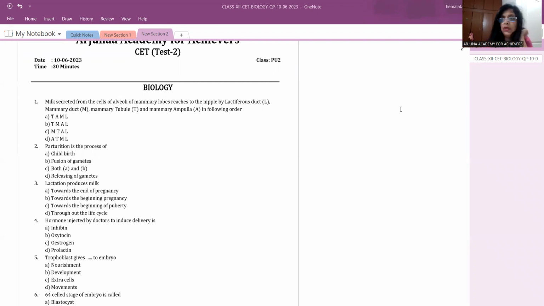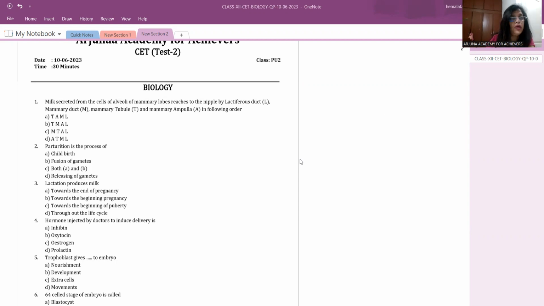The first question in CET: milk secreted from the cells of alveoli of mammary lobes reaches the nipple by which path? The first option is L, lactiferous duct. Second, they mention mammary duct, M. The third one is mammary tubule, T. Then mammary ampulla, A.